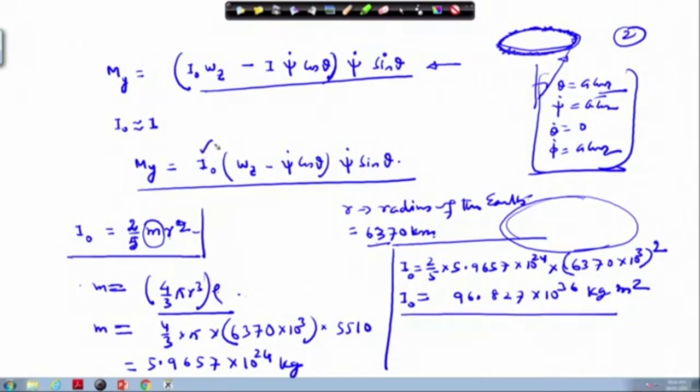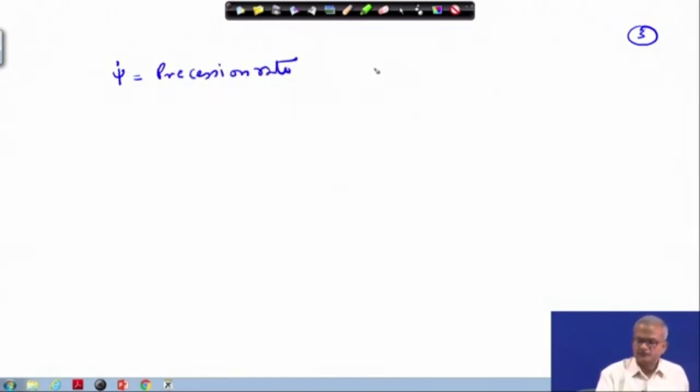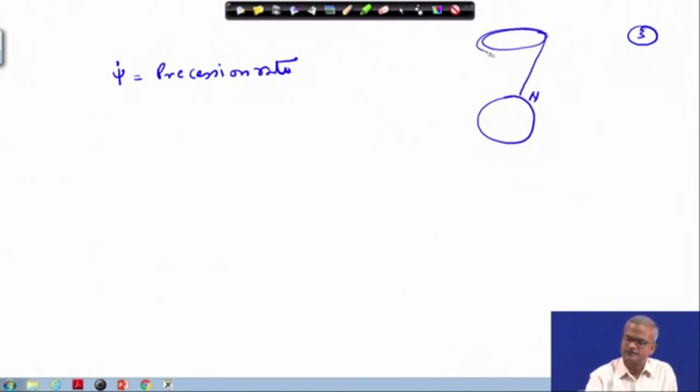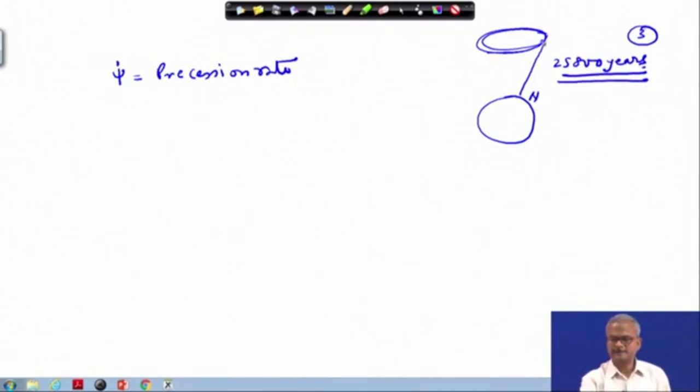So, the moment of inertia is known here. Omega z and psi dot, all these values we need to insert, theta is known to us. Now psi dot, this is the precession rate. It is known that the polar axis of the earth is going in this circle, this is the north pole of the earth, so it is going in this circle in 25,800 years. So, it will complete this circle in 25,800 years. That quantity is known to us.